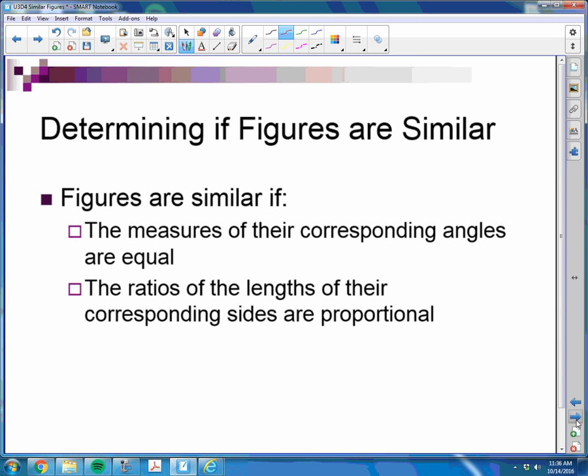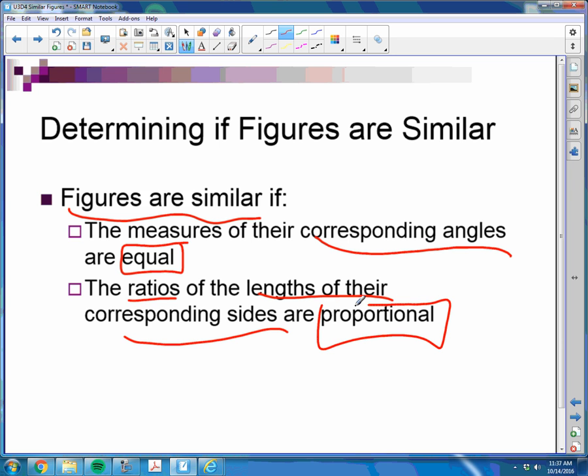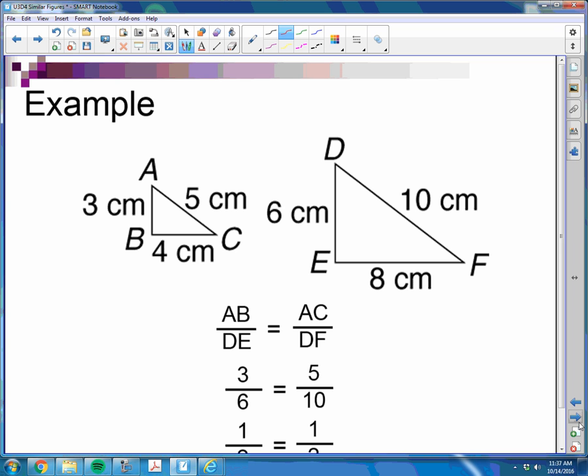Okay. Now, here's the thing. This is where it gets important. We've already learned that if the figures are similar, then the measures of their corresponding angles are congruent or equal. Here's the interesting part. The ratios of the lengths of their corresponding sides are proportional. And that's why we study similar figures with ratios and proportions. The lengths of their sides are proportional. And if they're not proportional, which means the ratios are not equal, then they cannot be similar figures.